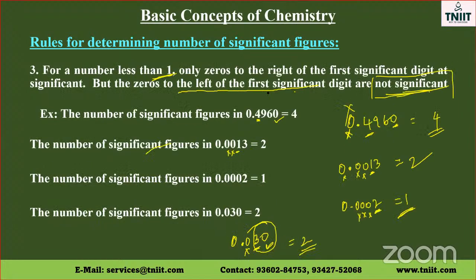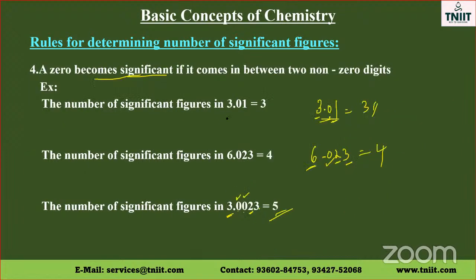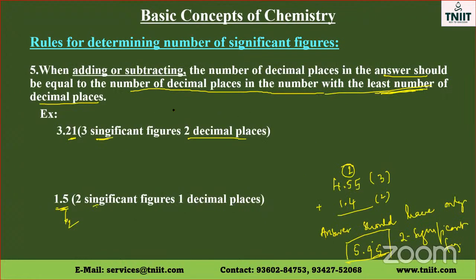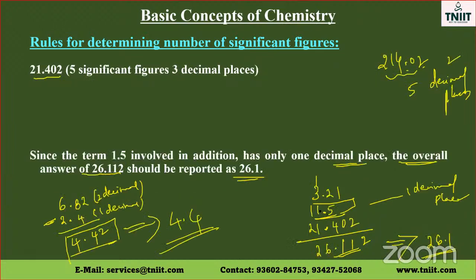Fourth point, zero becomes significant if it comes in between two non-zero digits. This is significant because the zero is between non-zero digits. When adding or subtracting, the number of decimal places in the answer should be equal to the number of decimal places in the number with the least number of decimal places. So I have given you this example. In the addition of 3.21, 1.5, 21.402, 1.5 has 1 decimal place. Therefore, the answer is to be retained in 1 decimal. It's 26.1, not 26.112.